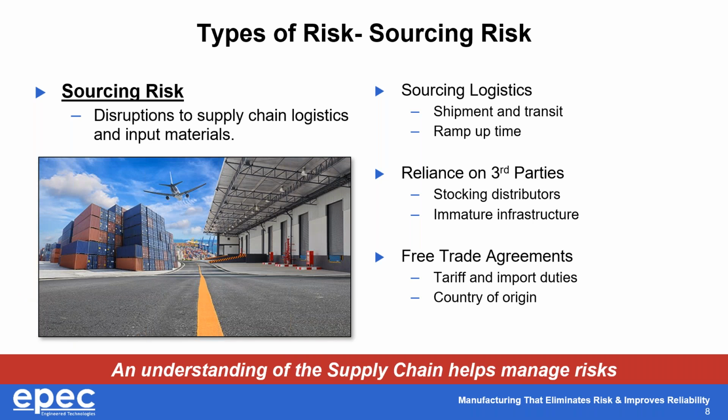The next type of risk we'll talk about today is sourcing risk, and that's literally the movement of material to and from suppliers and manufacturers. But this can include both shipment and transit of materials. This can also include a company's reliance on a third party, like a stocking distributor or some other partner in your supply chain.